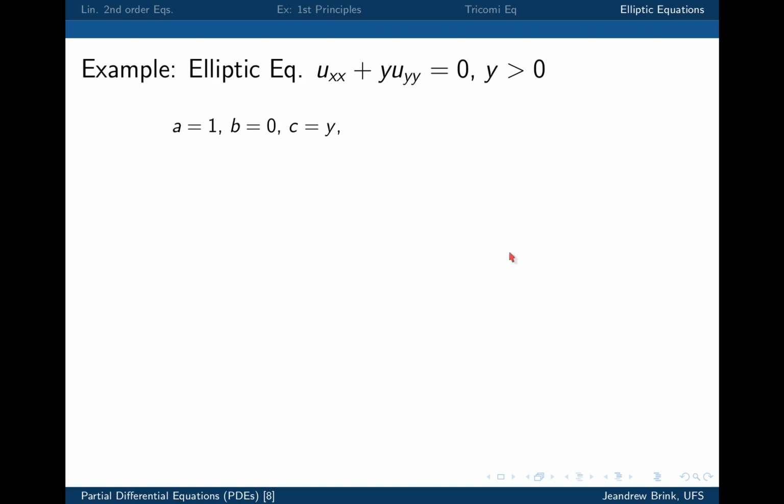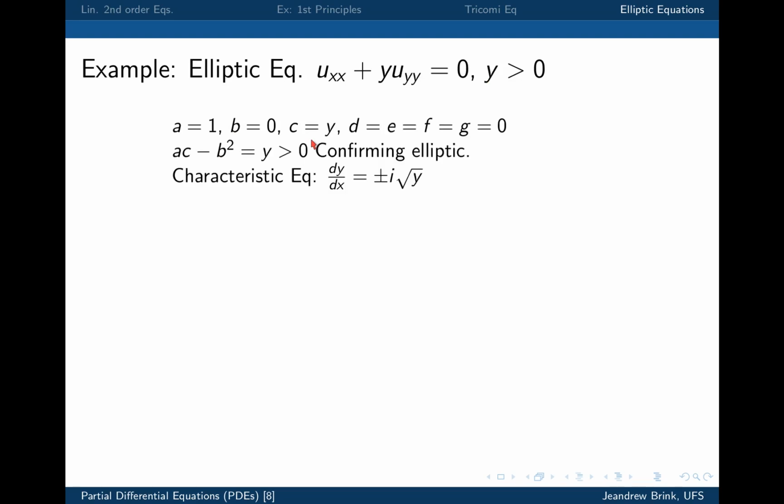Okay, so let's go back. I've just flipped the sign so I can assume y is negative. So that's exactly the Tricomi equation. We know it's an elliptic equation because we've got a equal to 1 and c equal to y. So we have AC minus B squared equal to y, which is greater than 0 by assumption, and it's elliptic. And the characteristic equations then become dy dx equals plus or minus i times the square root of y.